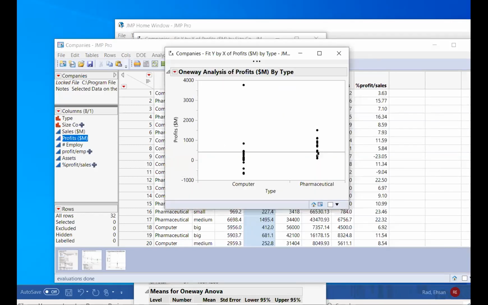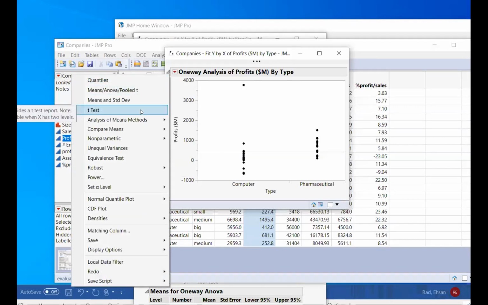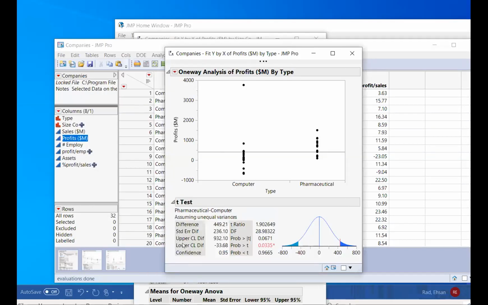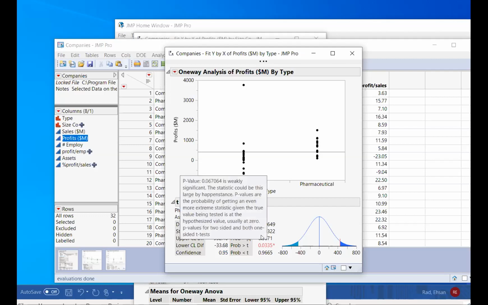You have 2 separate independent groups. You go to the red triangle, t-test. That gives you what you need. So this is a 2-tailed test. Look at the p-value with the absolute of t. The absolute of t is not below 0.05. It's up here, the black color. It's not below 0.05. As a result, we can say, do not reject H0.